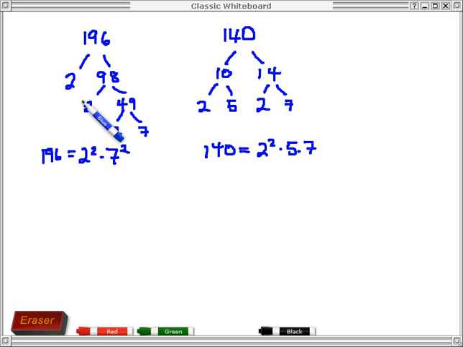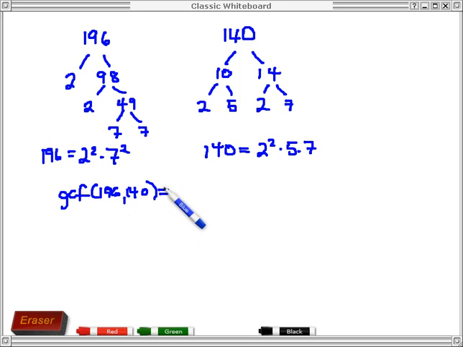So here we found that 196 is 2 squared times 7 squared. It's got 2 times 2 times 7 times 7. And 140 is 2 times 5 times 2 times 7, or in other words, 2 squared times 5 times 7. So now let's go ahead and use that to find the GCF of 196 with 140, and then we'll use it to find the least common multiple as well.